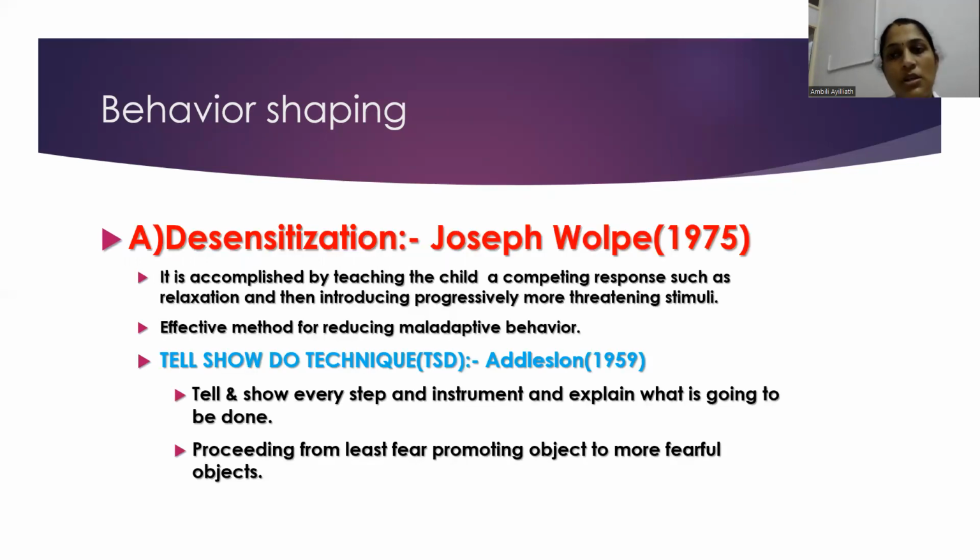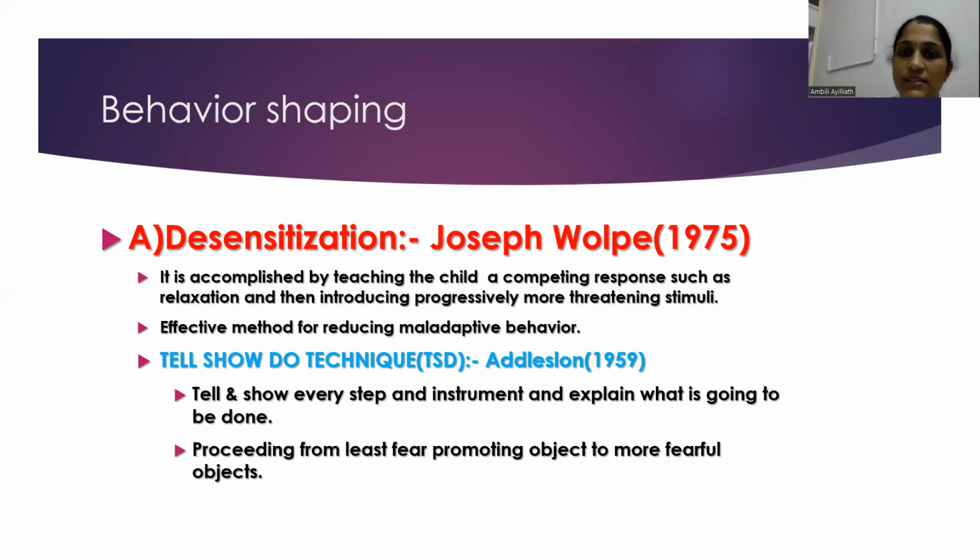Now, the first method of behavior shaping is desensitization, and it was introduced by Joseph Wolpe in 1975. It is accomplished by teaching the child a combating response, such as relaxation, and then introducing progressively more threatening stimuli. So if a patient comes, we will start with a less threatening stimulus, and then over subsequent visits we will introduce each one. This is an effective method for reducing maladaptive behavior.